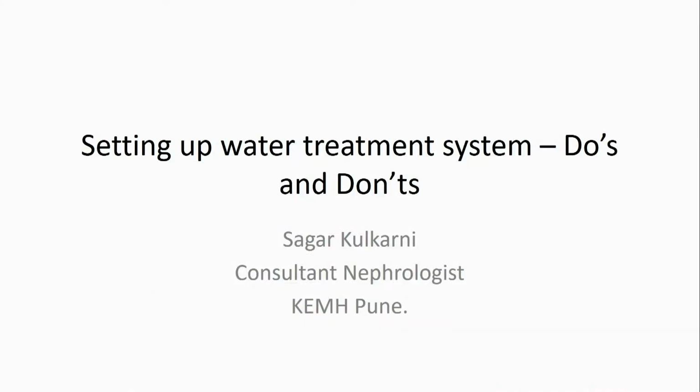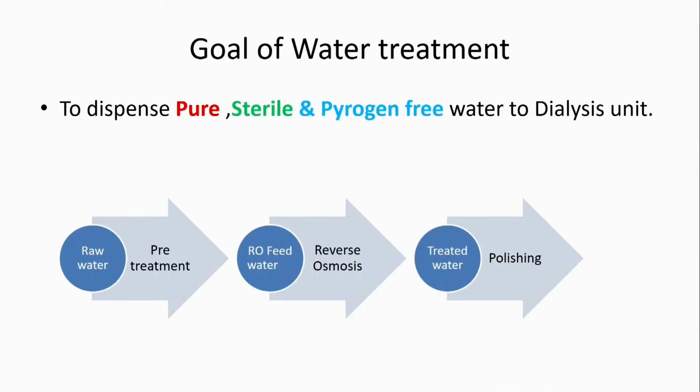Hello. Okay. So in this session, we'll see some insights into setting up water treatment systems. The goal of water treatment is to dispense pure, sterile and pyrogen-free water to the dialysis unit. It is achieved by pre-treatment of water followed by reverse osmosis and then polishing of the treated water.